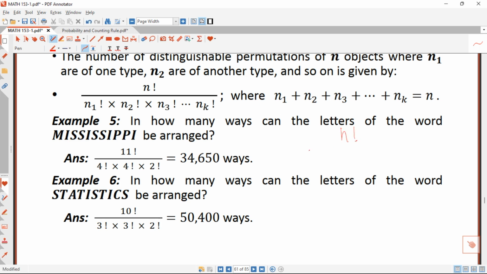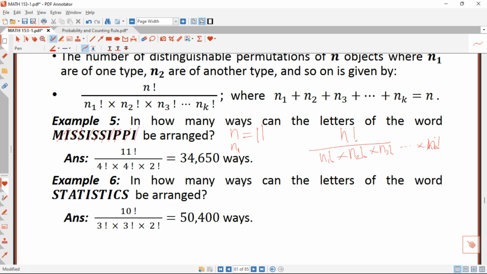So here we know that distinguishable permutation is n factorial divided by n1 factorial times n2 factorial times n3 factorial times nk factorial, right? So here we know that our n will be equal to the total number of letters here. And when you count them, the letters are 1, 2, 3, 4, 5, 6, 7, 8, 9, 10, 11. So our n is 11.